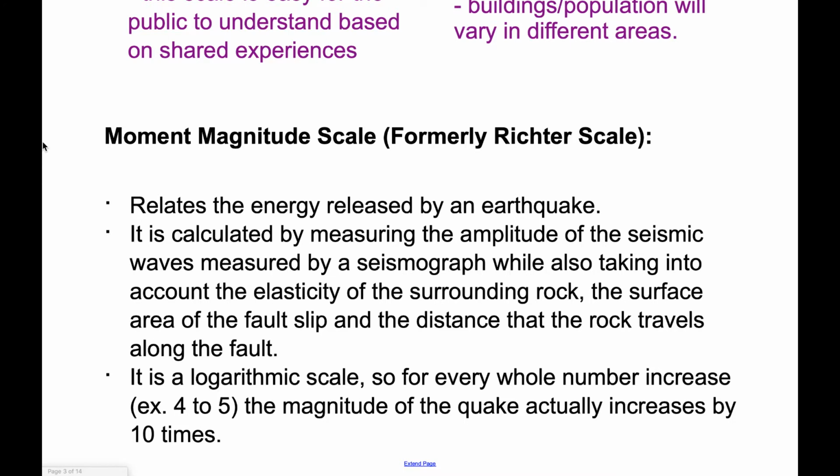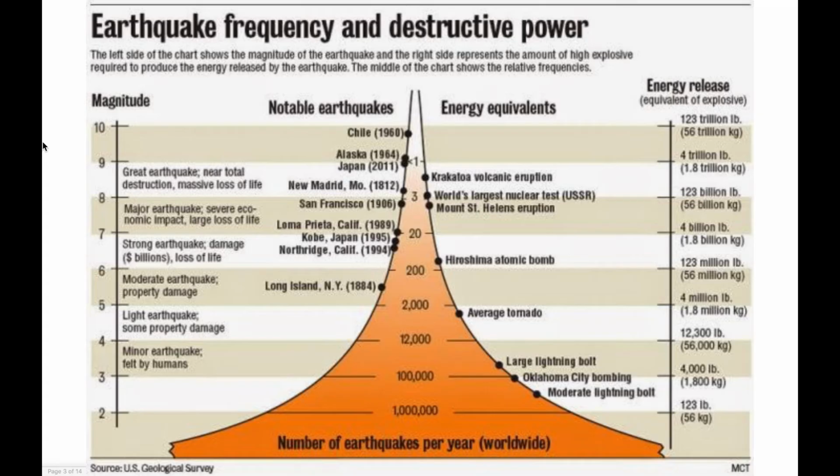It relates to the energy that's released by an earthquake. It's calculated by measuring the amplitude of the seismic waves, measured by a seismograph. We'll talk about those in a few slides, while also taking into account the elasticity of the surrounding rock, the surface area of the fault that slips, and the distance that the rock travels along the fault. This is a logarithmic scale, so for every whole number increase, the magnitude of the quake actually increases by 10 times. So a 4 magnitude earthquake would be very minor, minor shaking, whereas a 9 magnitude earthquake on this scale would be absolutely horrifically destructive.